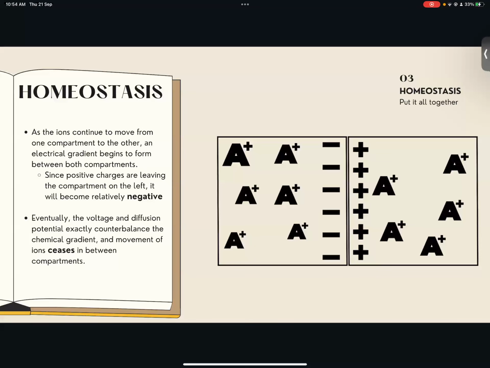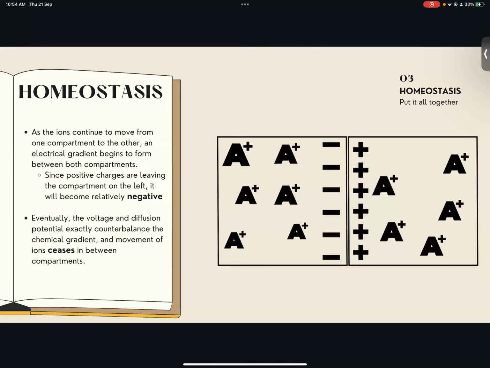Since we have this electrical gradient forming, and we continue to lose these positive charges, eventually the electrical gradient will start saying, no, hold on, I don't want to lose any more positively charged ions, because this is too much of a gradient. I'm becoming too positive. I need to hold on to some of these positively charged ions. But in the meantime, the chemical aspect of things is saying, well, I still have a concentration gradient. There's still a difference that I need to equalize between both of these compartments. So I need to keep going to the one on the right.